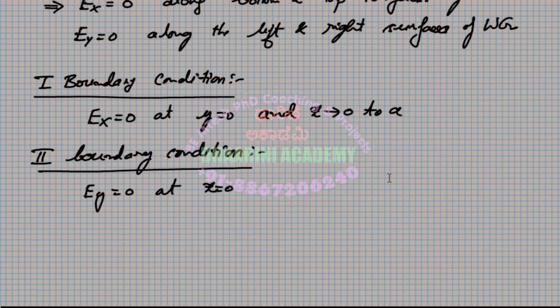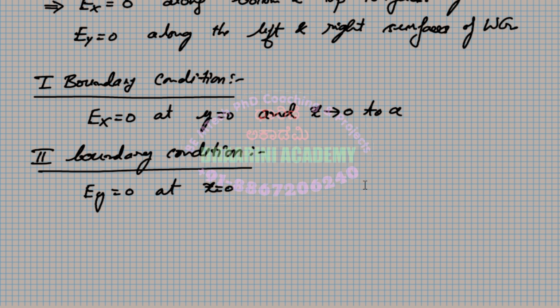We started with a few of them, right? Later on we'll continue from there. So the first boundary condition is that Ex equals 0 at y equals 0, because it's the lower boundary, which lies on the xz plane. Ex equal to 0 at y equal to 0, for x from 0 to a.